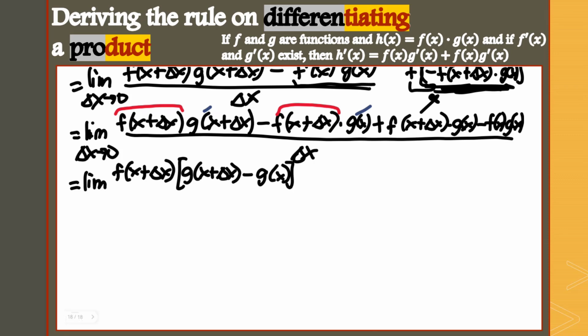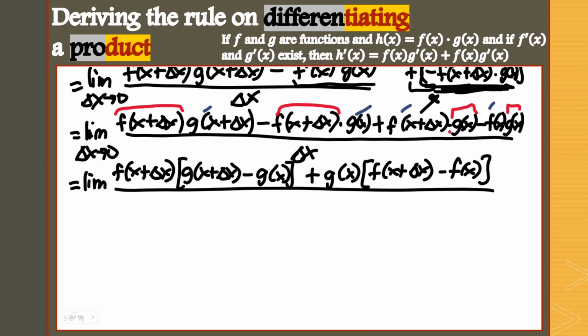For the second two, we have a common g of x here and g of x. So as you take them out, this is what retains and this as well. So what will happen is you will have here plus, okay, plus, as you take out g of x, you will have here f of x plus delta x minus f of x. And they are all over delta x as delta x approaches 0. Again, the goal is to just remove this, so that as x approaches 0, we will not have any undefined form. So that's our goal later.